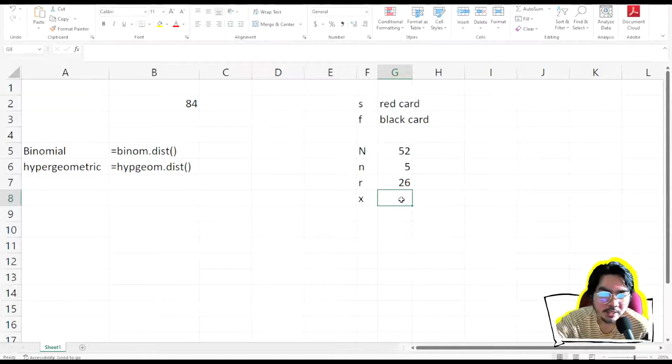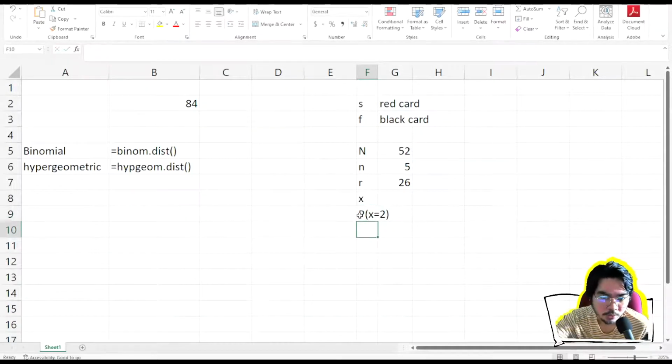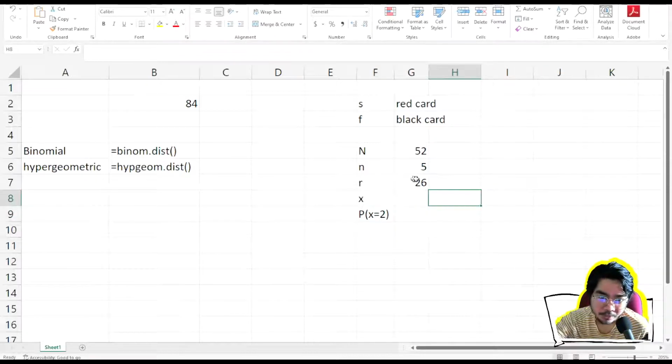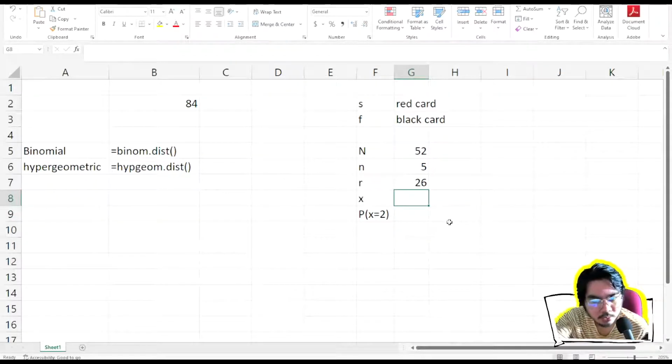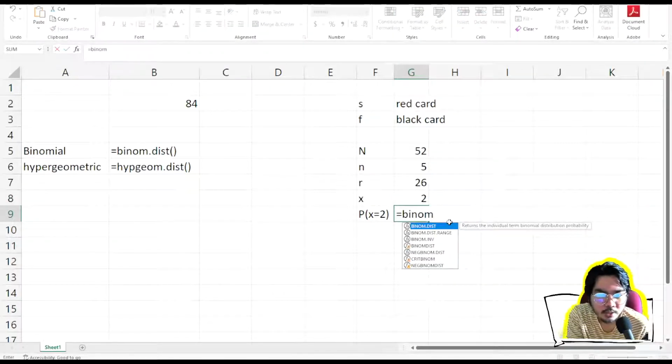So going back to the problem, it only says exactly 2. So we are just computing for the probability that X equals 2. Nothing more, nothing less. This is what we are asked to find. So X will now be equal to 2 out of the 5 cards. With that said, we can now use binom.dist.